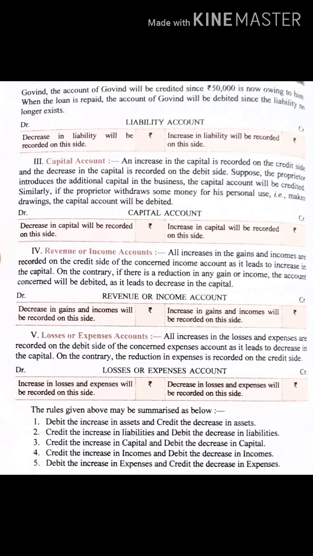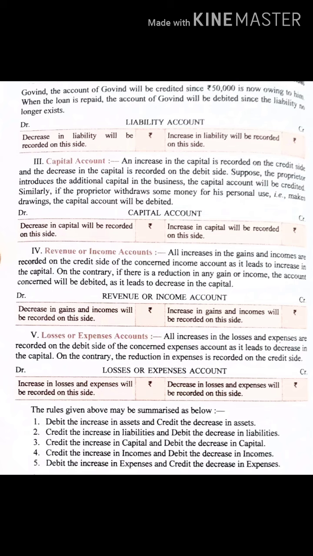Okay. Now on the contrary, if there is a reduction in any gain or income, that means if we are reducing gain, or if we are reducing our income, where will we record? We will record it on the debit side. So do remember, for the revenue or income account, the rules are opposite. That means though we are receiving income, we will record it on the credit side. Okay. And if the income is reduced, we will record it on the debit side.